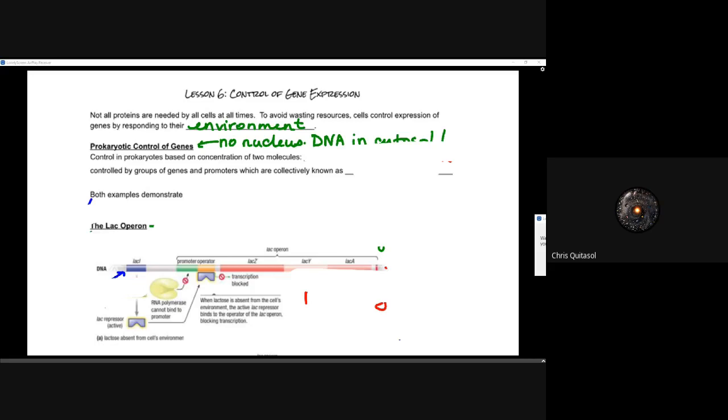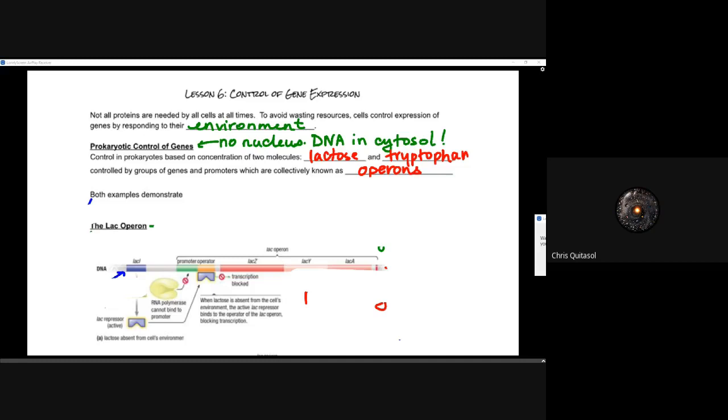When we think about how prokaryotic cells control gene expression, you really have to realize that in prokaryotic cells there is no nucleus whatsoever. So the DNA is in the cytosol. Prokaryotes base the control of gene expression on the concentration of only two molecules, lactose and tryptophan. Lactose is the key component of milk and dairy products. Tryptophan is the key component of meat and meat-based protein products.